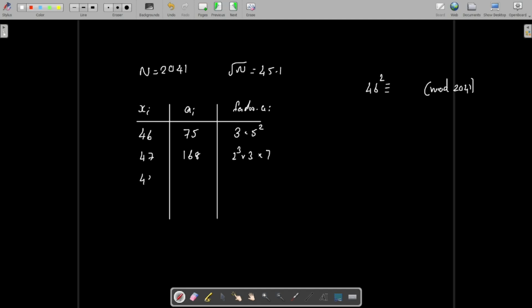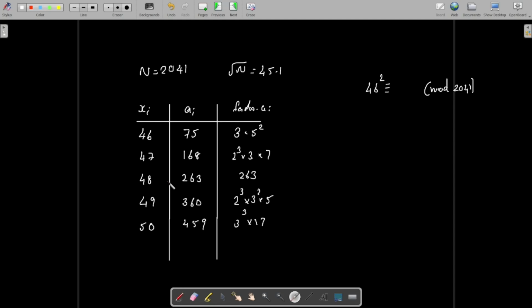Okay. Then 48, 263. Prime factorization is 263 itself because it is a prime. We will proceed in the same way, and here I ended with xi equal to 50. Okay. So let's start with the procedure.